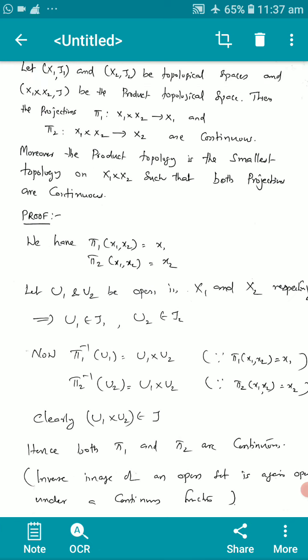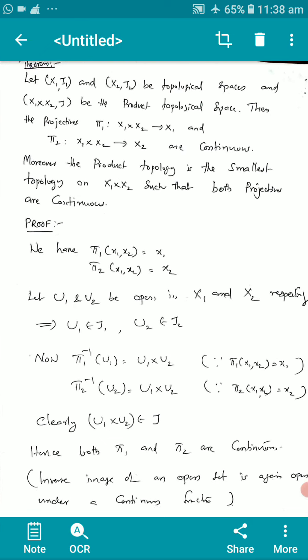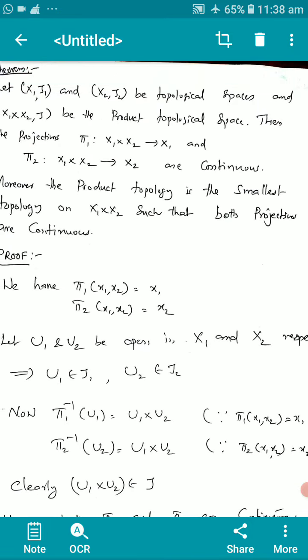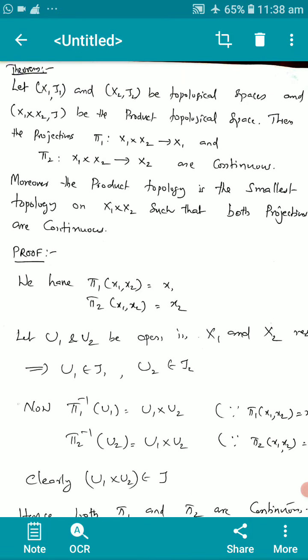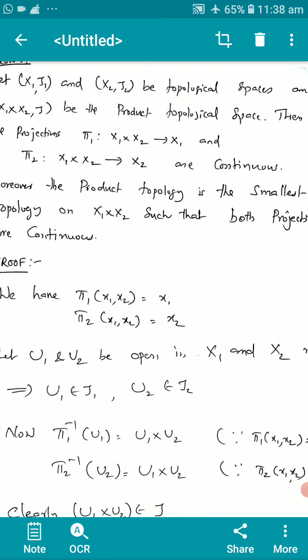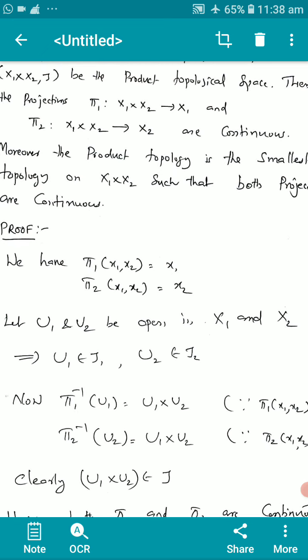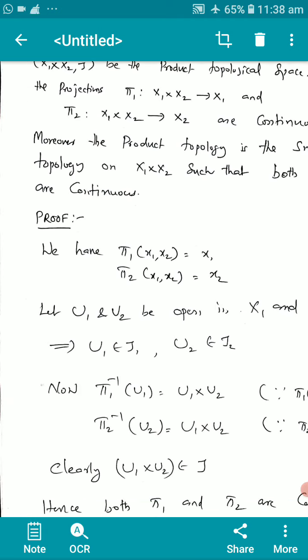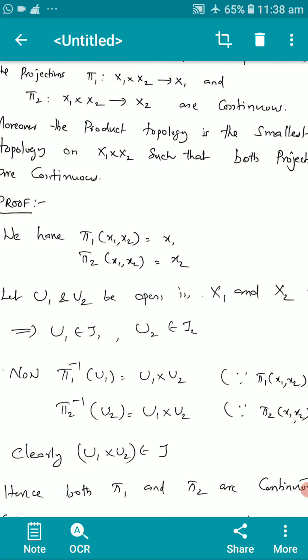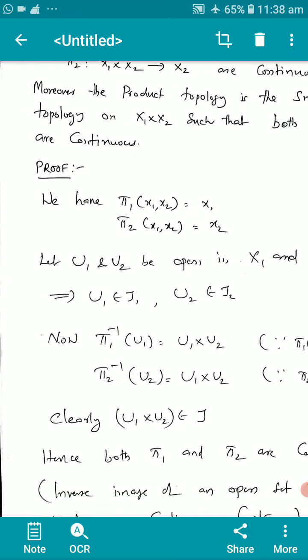So I have given the statement of the theorem last class. I'll repeat it again. Let x1 tau1 and x2 tau2 be topological spaces, and x1 cross x2 tau be the product topological space. That is, tau is the product topology, and the projections pi1 from x1 cross x2 to x1 and pi2 from x1 cross x2 to x2 are continuous. Moreover, the product topology is the smallest topology on x1 cross x2 such that both the projections are continuous.